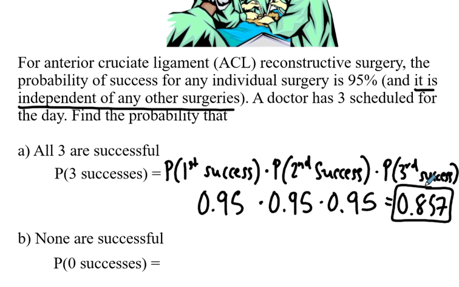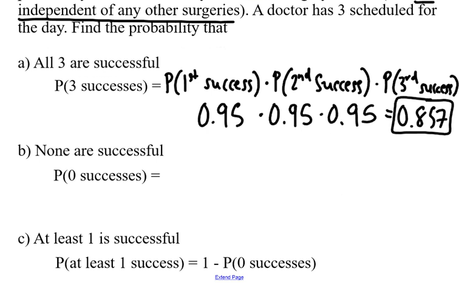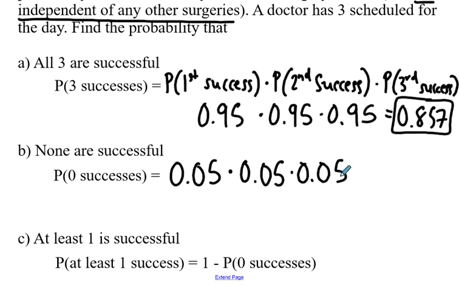What's the likelihood that none are successful? So that'd be the probability of 0 successes. That means the probability that the first is a failure, the second is a failure, the third is a failure. Well, I can kind of see what this is going to be. The likelihood the first is a failure is going to be 5%. Likelihood that the second one is going to be a failure is also 5%. And the likelihood that the last one is going to be a failure is also 5%. So I can just simply multiply them because they're all independent from one another. The fact that the first was a failure should have no effect on the second or the third being a failure. So this turns out to be 0.000125.